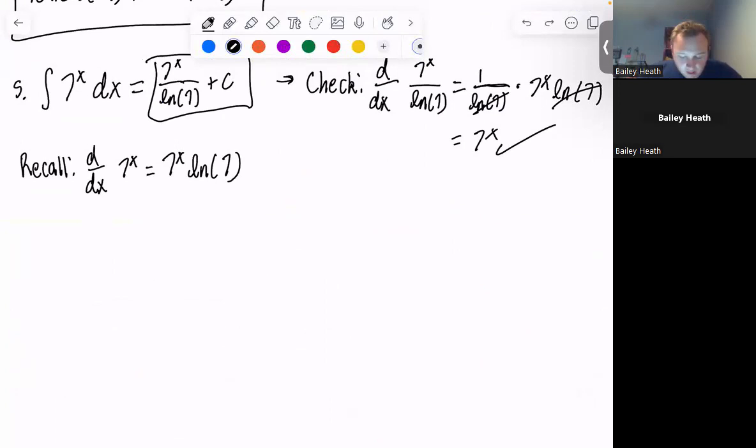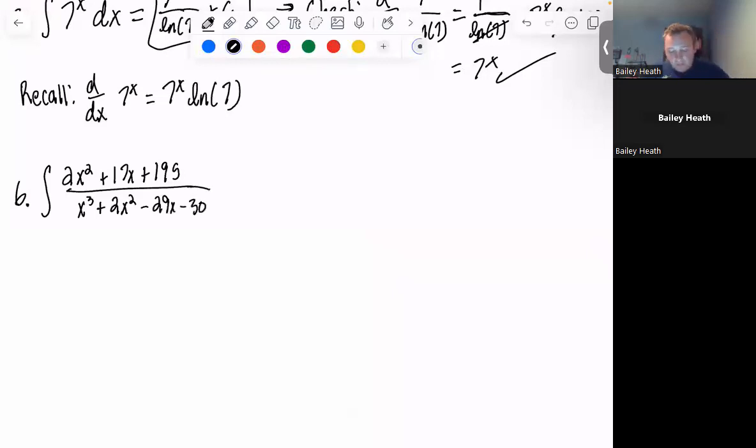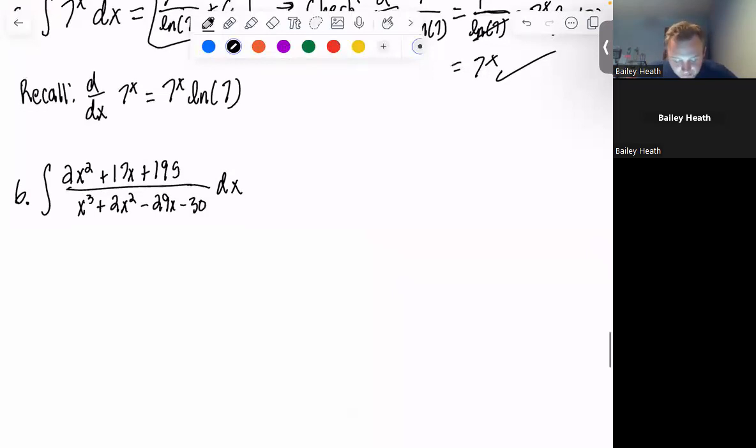Okay. This final problem is a partial fractions problem. 2x squared plus 17x plus 195 all over x cubed plus 2x squared minus 29x minus 30 dx. Okay. Your first thought here might be one thing that I thought about when I saw a similar problem yesterday.